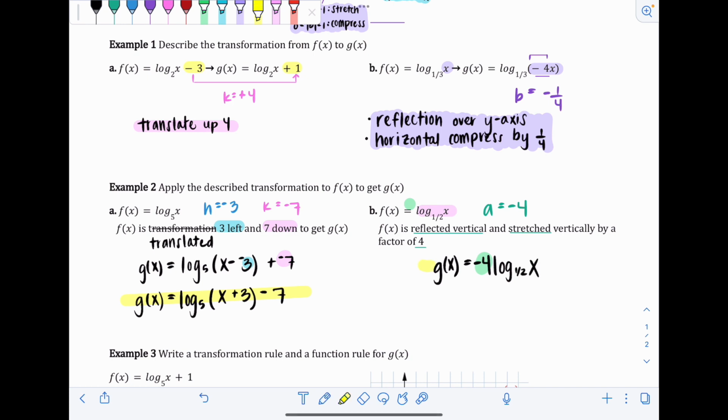So g of x equals -4 times log base 1/2 of x. Whenever you have a vertical dilation or a reflection, it's just a number that gets multiplied out in front of the function. The negative from the -4 is for the reflection, the 4 is for the stretch.